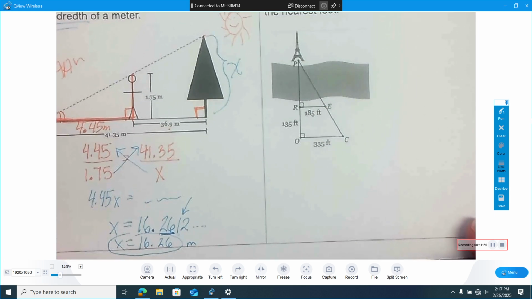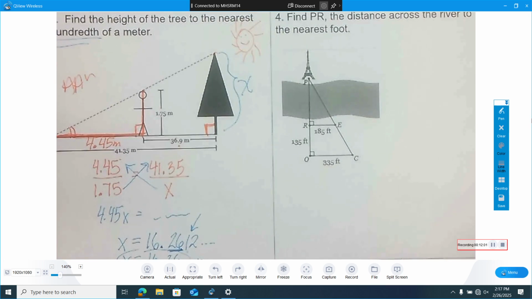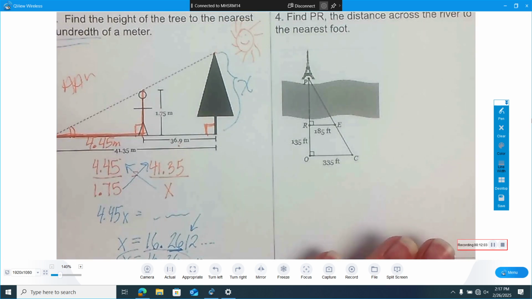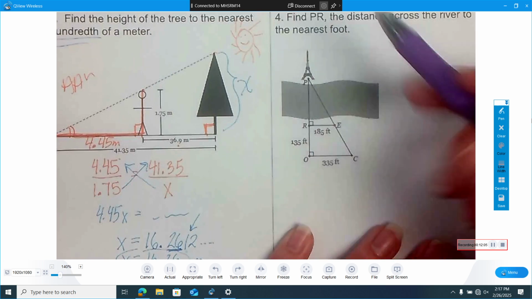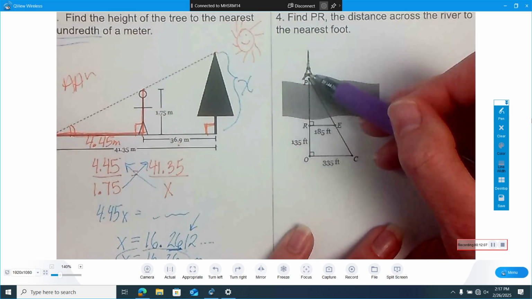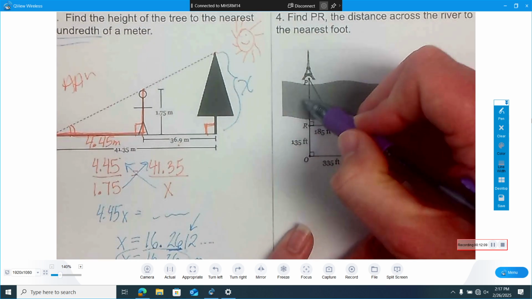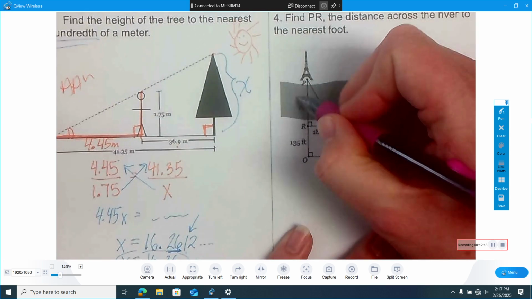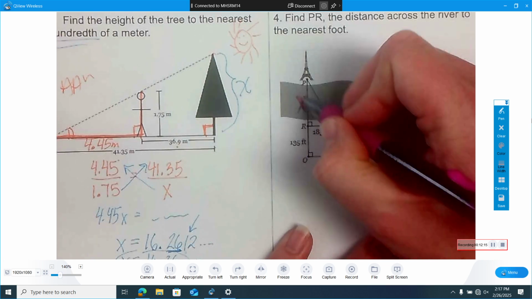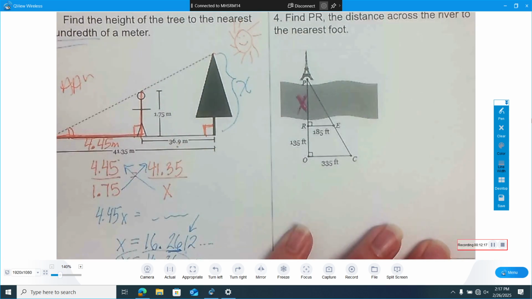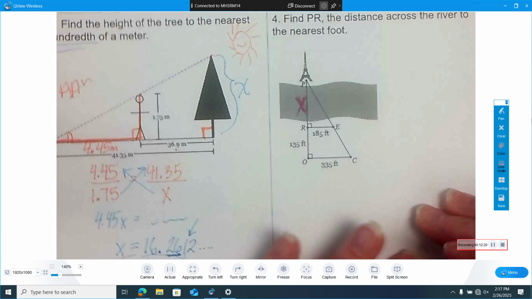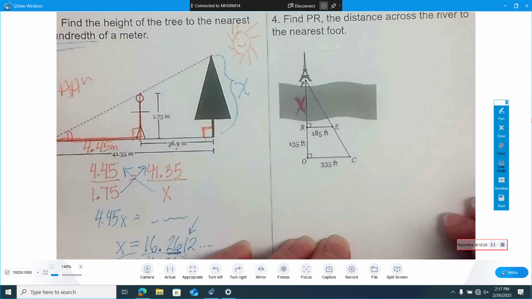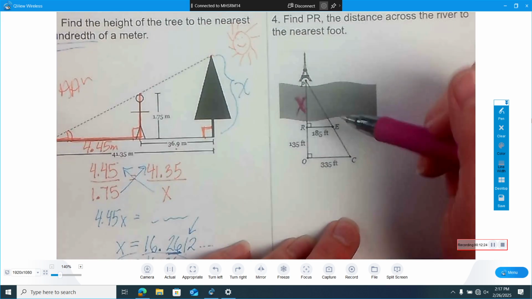Okay. Last one, which is a little bit different. We want to find PR, the distance across the river. I don't know what that is, so I'm going to call it x. Oh, you probably can't see that. All right, so we have this x here that I want to figure out, the distance across the river. Wouldn't it just be like 135 plus x over 300? We are going to do that, yeah.